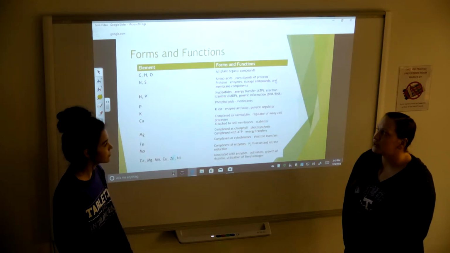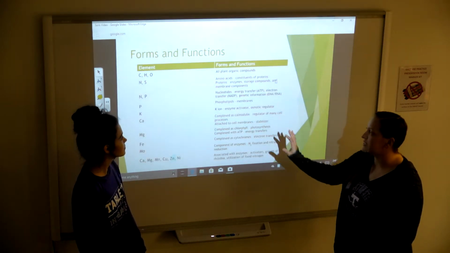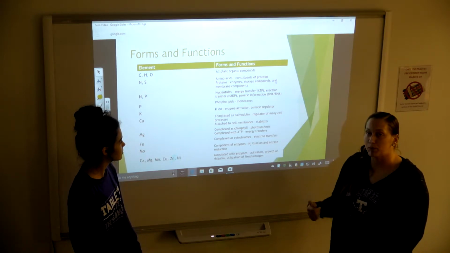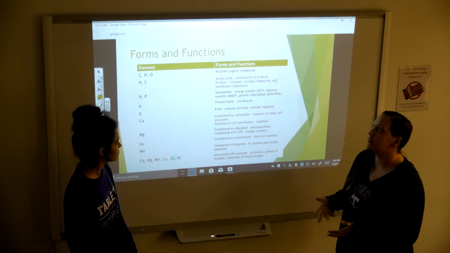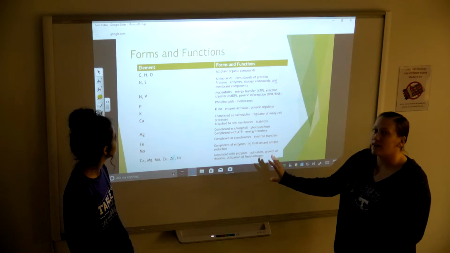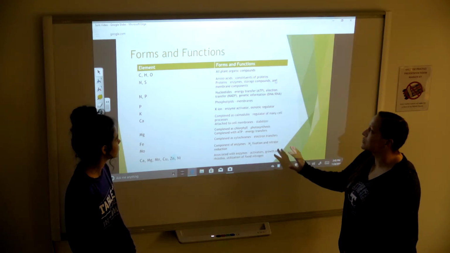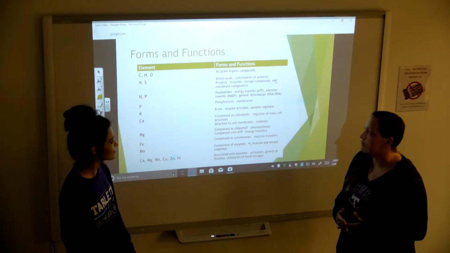What makes these nutrients essential is that each one of them plays a different part in the plant's growth, reproduction, even how it holds itself up. This table can be found in your textbook. It gives a short summary of what the nutrients are needed for.